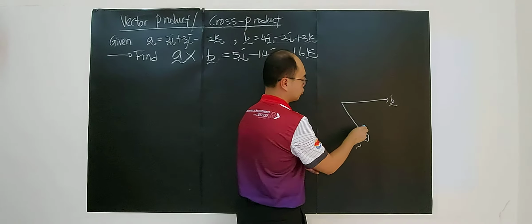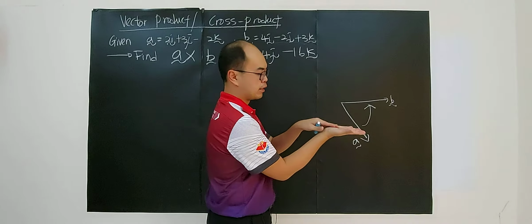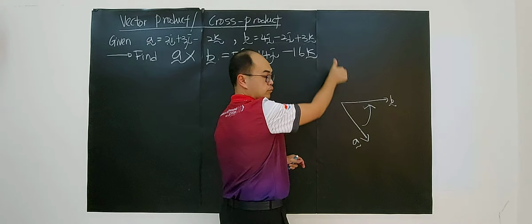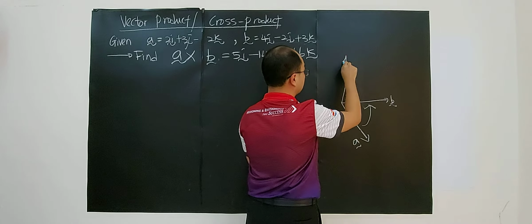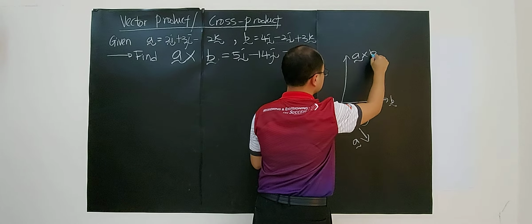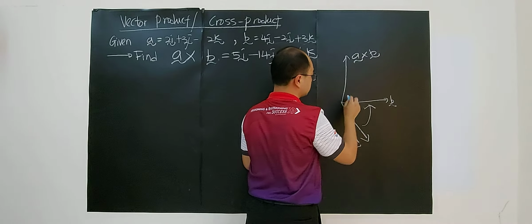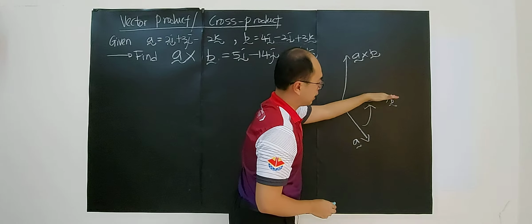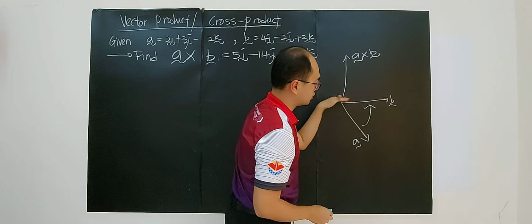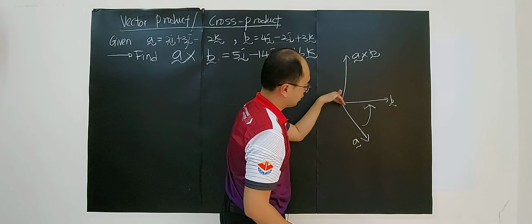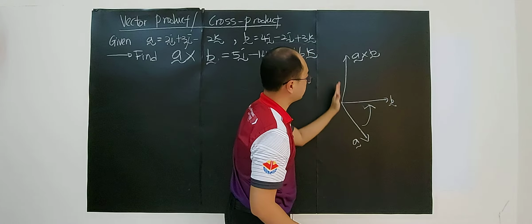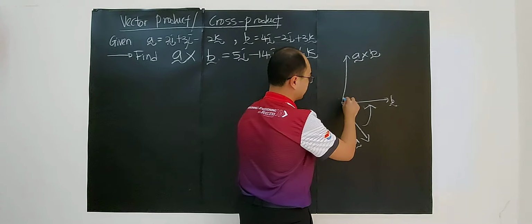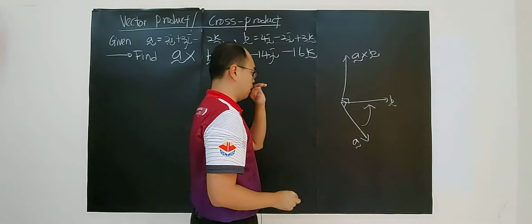A cross with B, I'm going counterclockwise, and my thumb goes up. So this will be your A cross B. The A cross B that you produce is actually the normal vector of the plane that consists of A and B. When you cross them, you get a normal vector, or we say a perpendicular vector, which is perpendicular to B and also perpendicular to A.